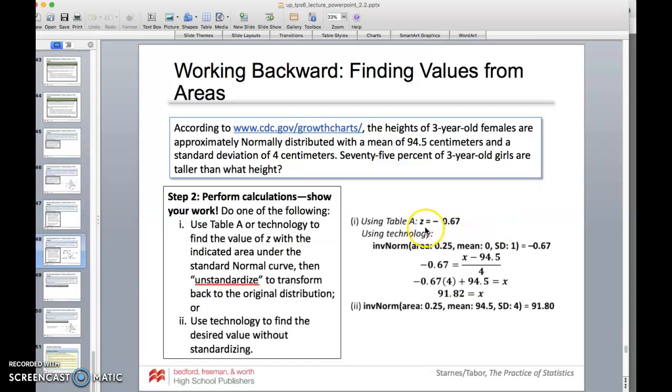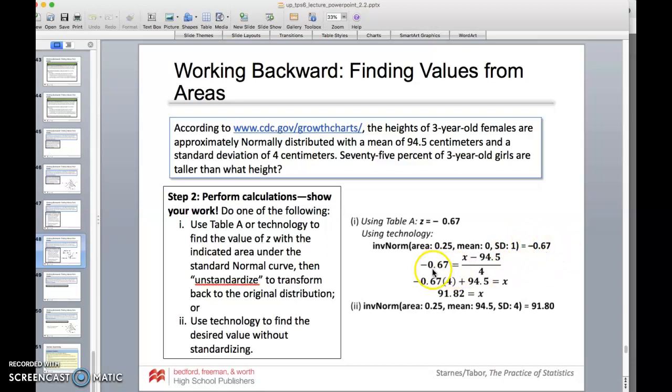Now, from Table A, we can figure out that if we take a look at that 25th percentile, we can go to that 0.2500. We're going to find the z-score of negative 0.67. Now, we can also type this in the calculator to do the inverse normal. The area that we want, since we're looking at 75% above, is the 25th percentile with the mean of 0 and standard deviation of 1, of course. And then we can use that to unstandardize it to get here.